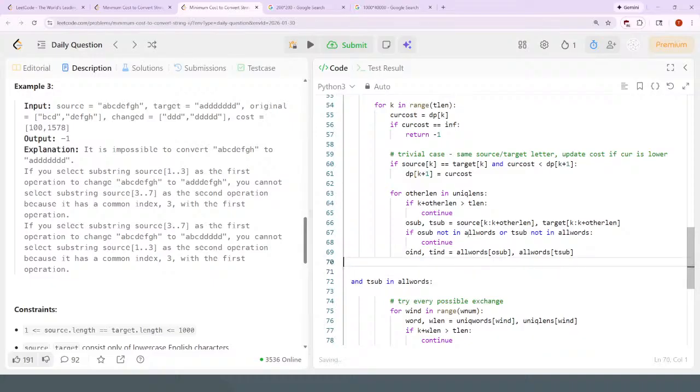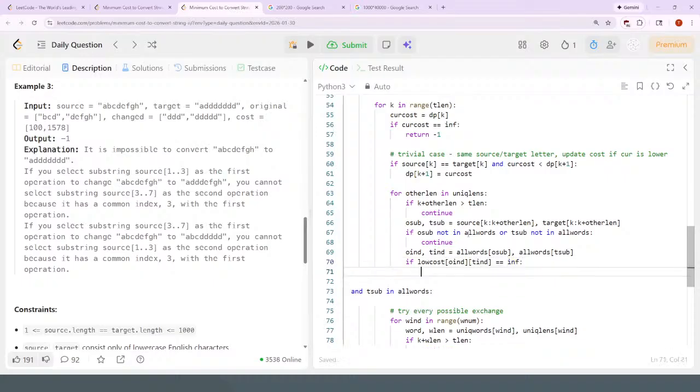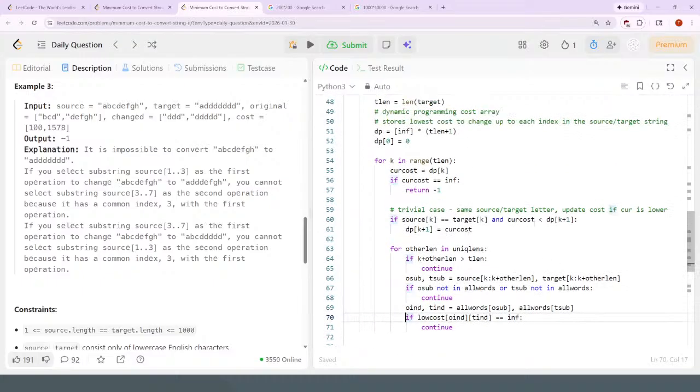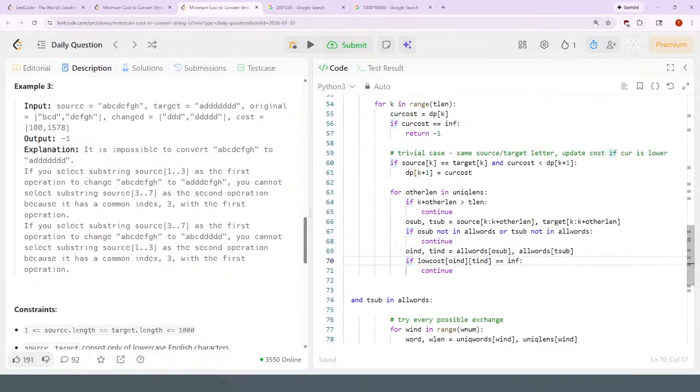And then what? If there is no transition between these two, if low cost from the original index to the target index is equal to infinity, also continue. I guess, yeah, here, do I want to do that? Or do I just want to do the if statement to compare the current cost?